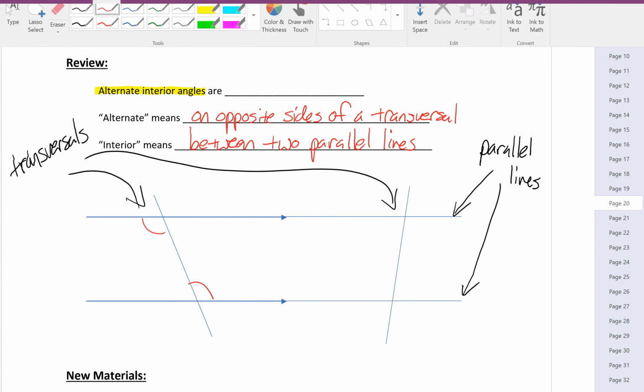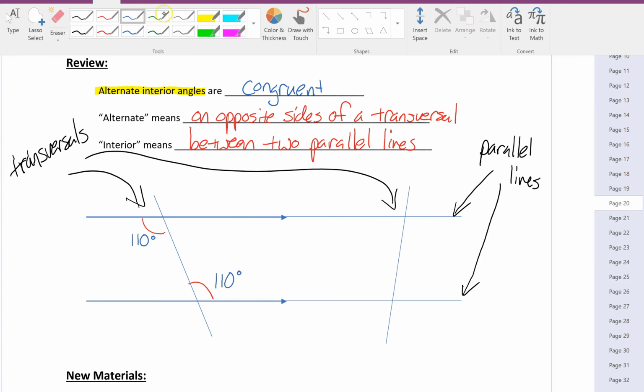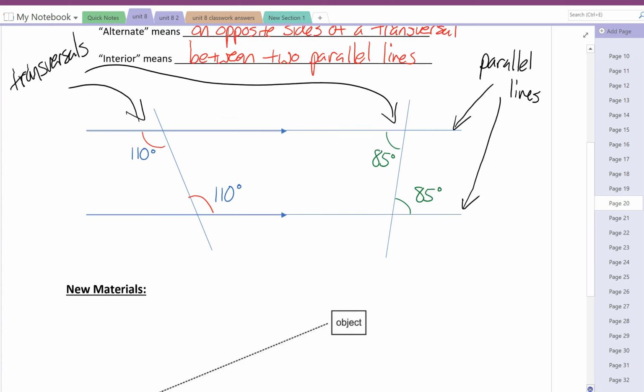And the thing I know about alternate interior angles is that they are congruent, which means that whatever the measure of this angle is, let's say this one is 110 degrees, this one down here has to be 110 degrees, right? Or if I had this one right here and this one right here, if this one is 85 degrees, this one would have to be 85 degrees, okay? Those are alternate interior angles. And the reason we're talking about those first here will become clear once we start doing problems.